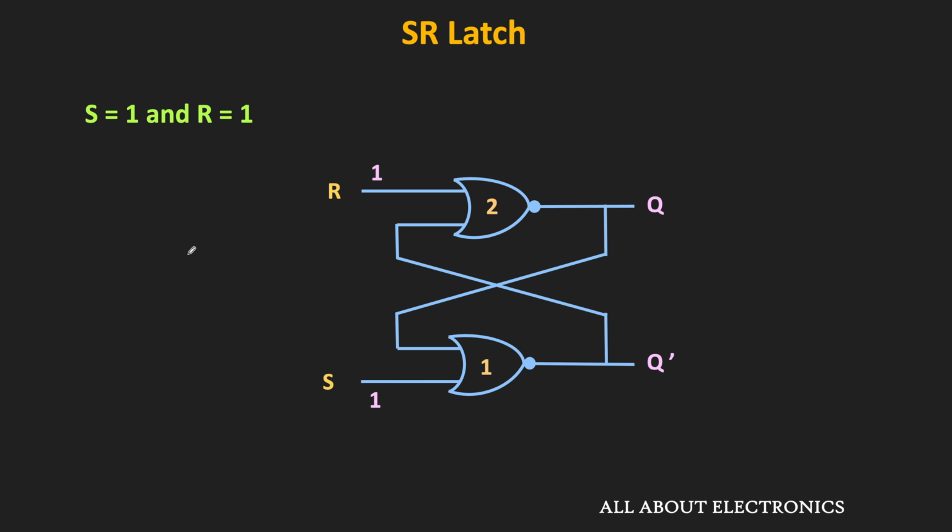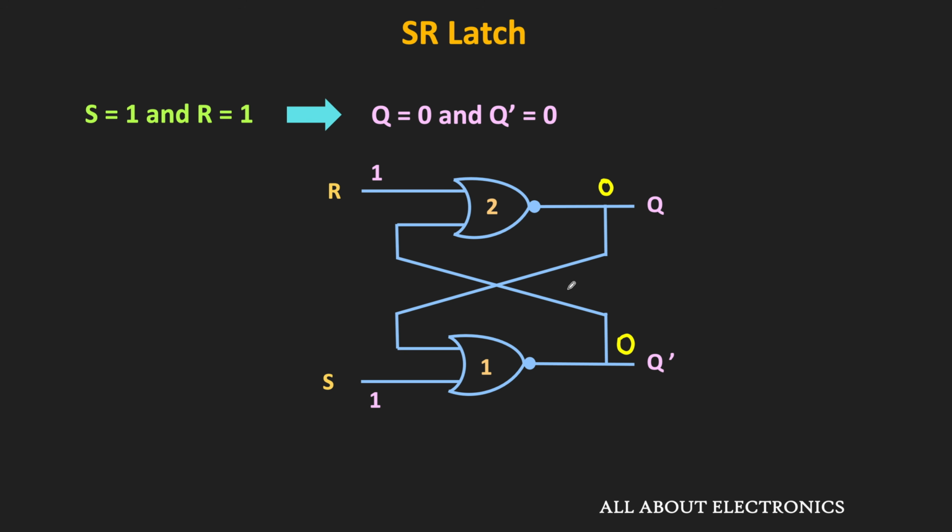So let us see what is the output of this SR latch when both the inputs S and R are 1. As we have seen, when any input of the NOR gate is equal to 1, then its output will be equal to 0. So in this case, since both S and R are equal to 1, the output of the two NOR gates will be equal to 0. That means both the outputs Q and Q bar will be equal to 0.